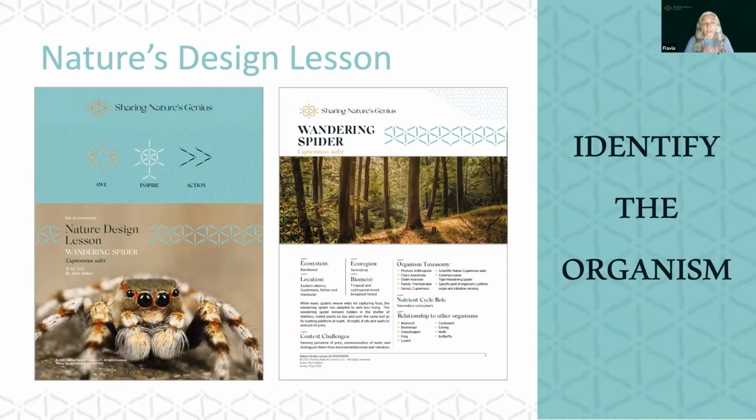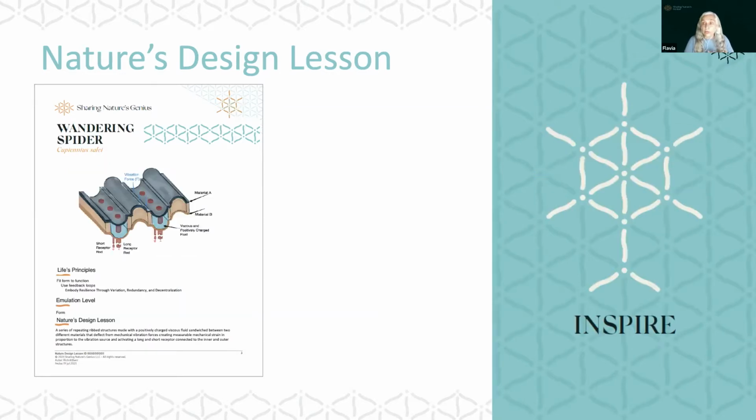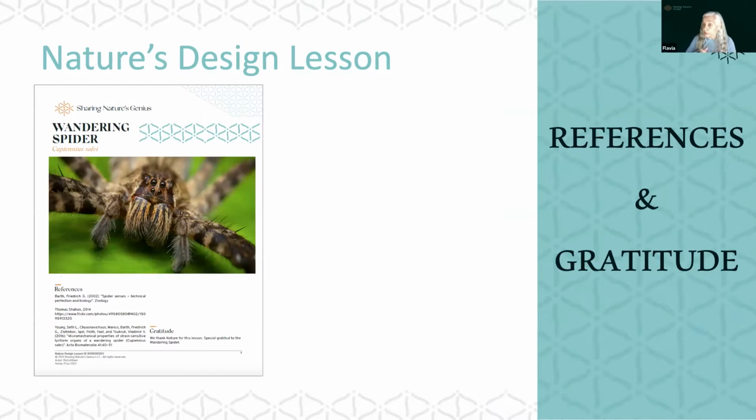The first two pages serve as a business card for the wandering spider. We know its ecosystem, location, biome, nutrient cycle, and so forth. And then we have a set of 3 pages that can be used together or as standalone. The first page is where we can learn the truth to the biology. The functions, the strategies, the mechanisms are fully vetted, illustrated with a beautiful narrative. The next page is where you find the design lesson proper, illustrated and narrated. Lastly, we have the act page where we indicate potential ideas and industries or even products that already exist. Lastly, we wrap up the report with our references and gratitudes.